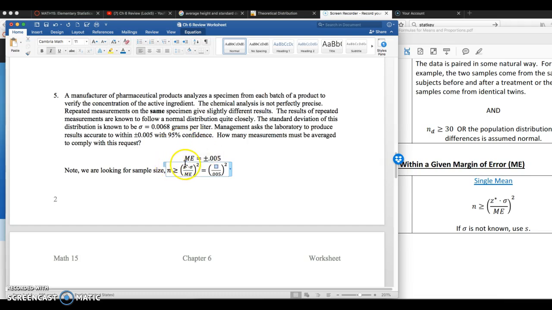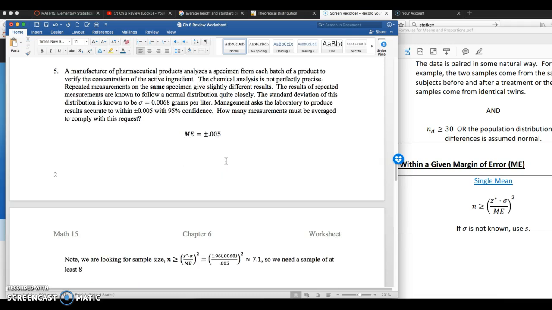The last thing we need to know is z star. If we're looking for 95% confidence, that z star is 1.96. And then we're going to multiply that times 0.0068. All right, and then I want to throw this in the calculator. 1.96 times 0.0068, all divided by 0.005, and then square that value, and that gets us to approximately 7.1.